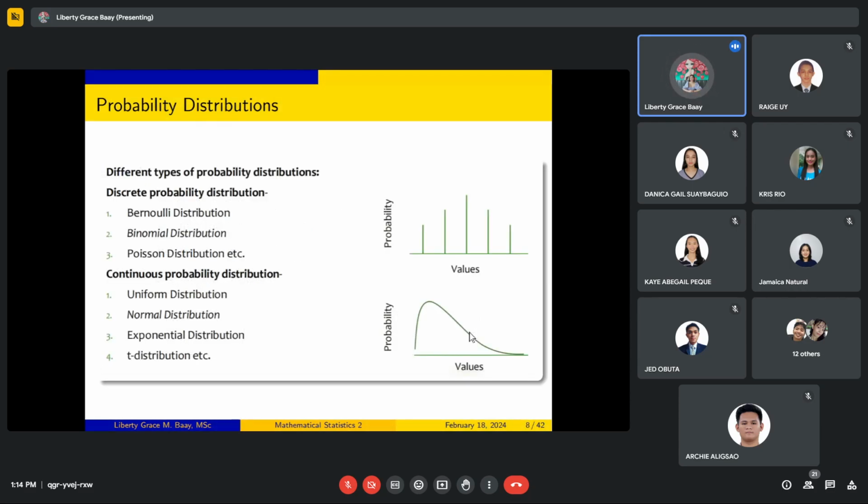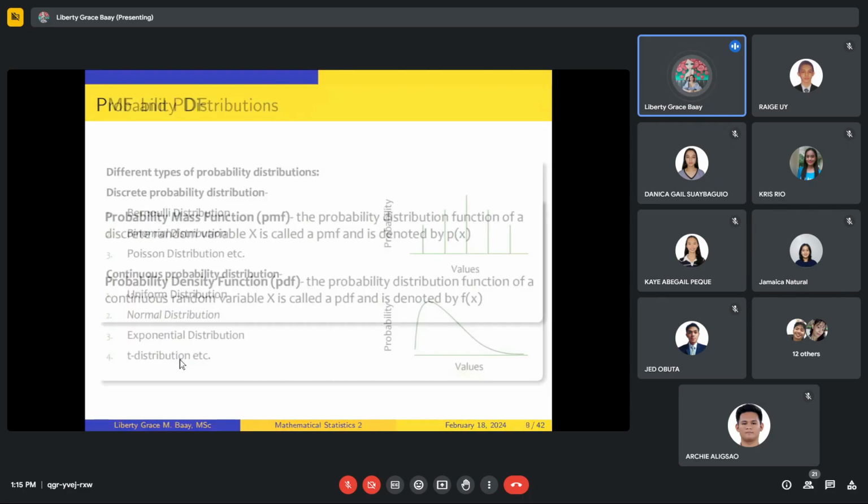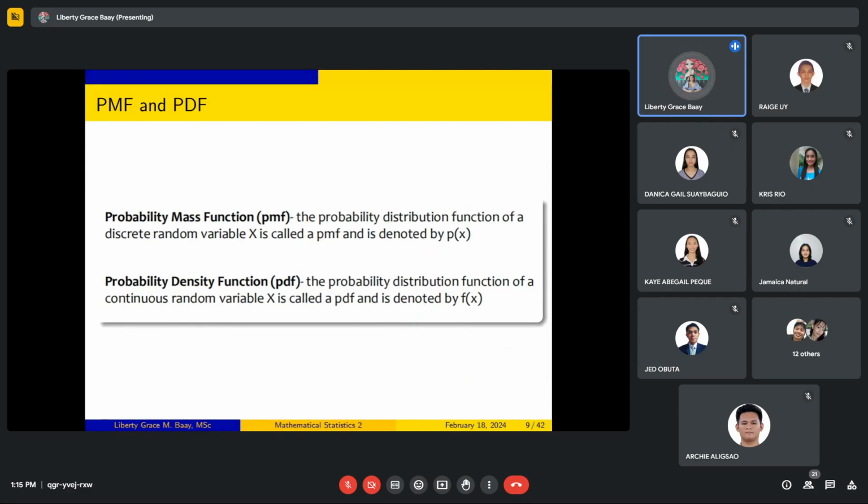Okay, so there are different types of probability distributions. As I've mentioned earlier, we have the discrete probability distribution and the continuous probability distribution. For the discrete probability distribution, we have the Bernoulli distribution, the binomial distribution, the Poisson distribution, and some more. We also have the geometric distribution. And for the continuous probability distribution, we have the uniform distribution, the normal distribution, the exponential distribution, the t-distribution, and many more. Okay, so let's now proceed to the probability mass function and the probability density function.